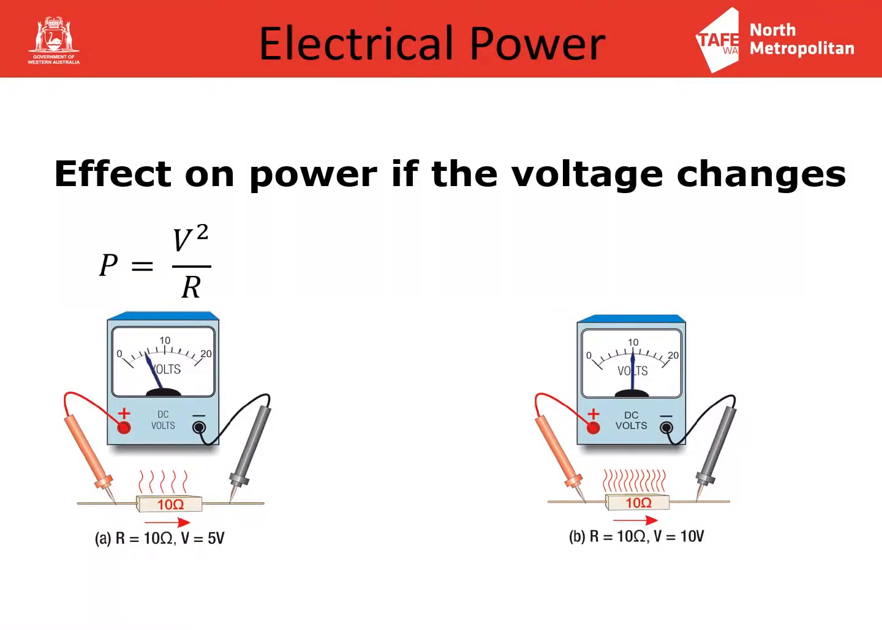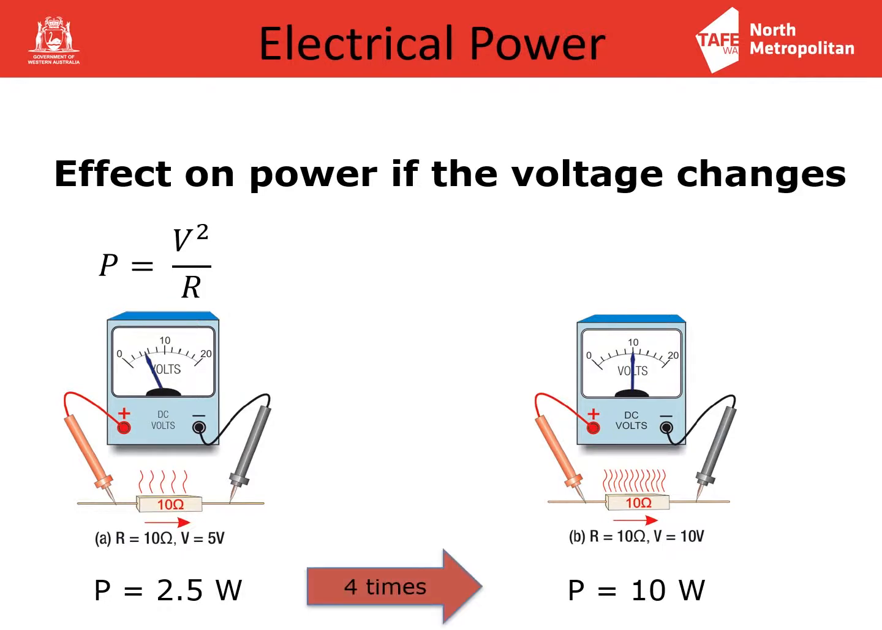These next examples show the effect on power if the voltage changes. We have a 10 ohm resistor, we have 5 volts across it. What is the power dissipated? If the voltage is doubled, what is the new power dissipation? As you can see, if the voltage doubles, the power goes up 4 times.